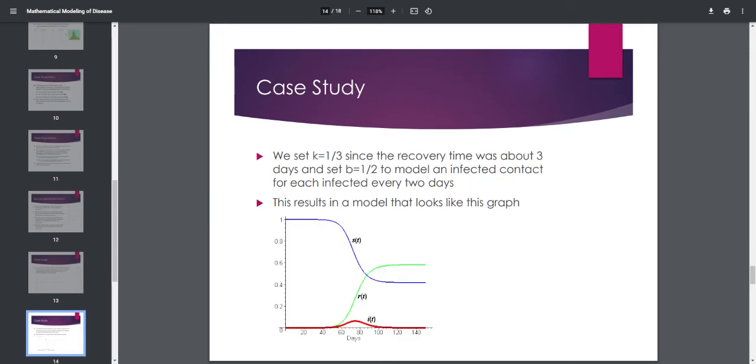We set K equal to 1/3 since the recovery time was about 3 days, and set B equal to 1/2 to model an infected contact for each infected person every 2 days. The results look like the graph pictured here below.